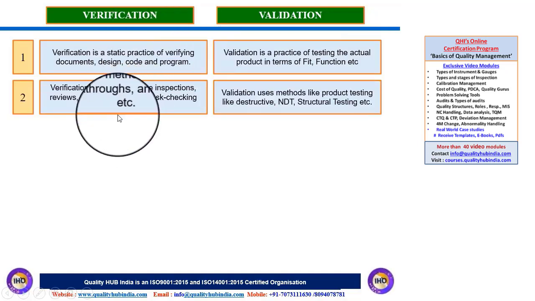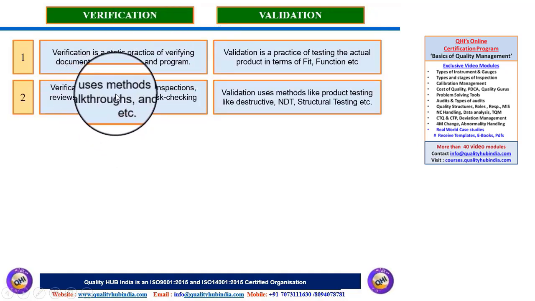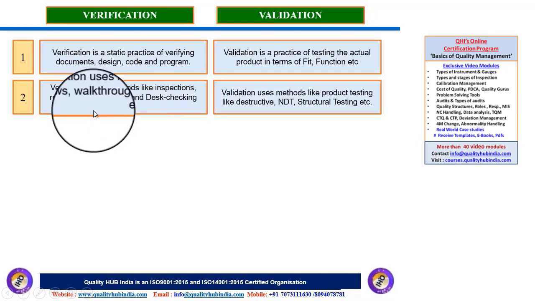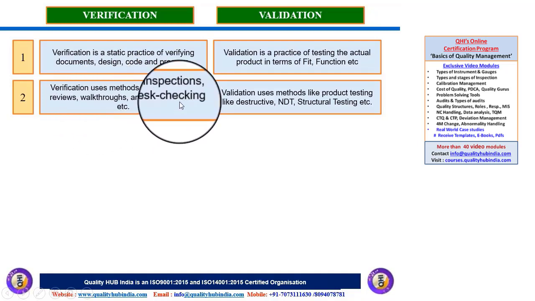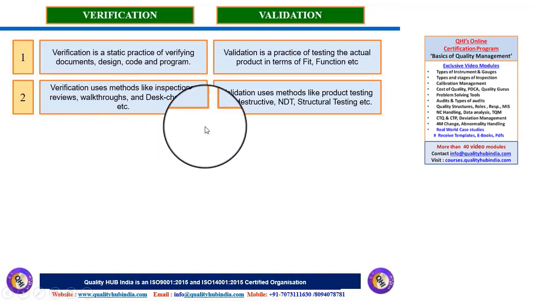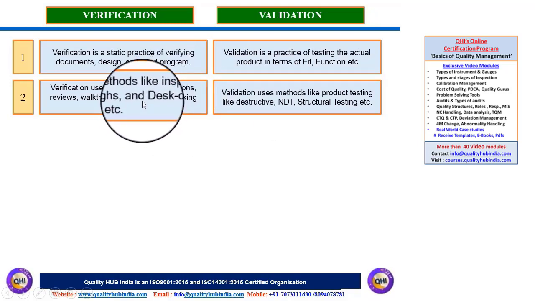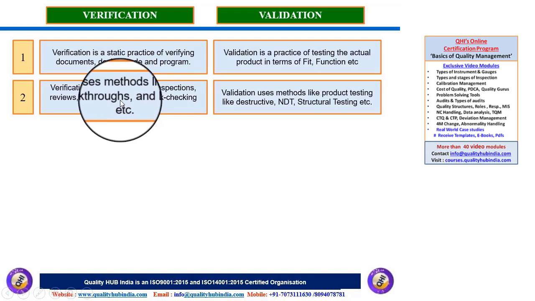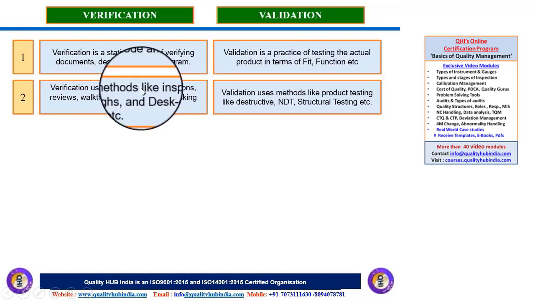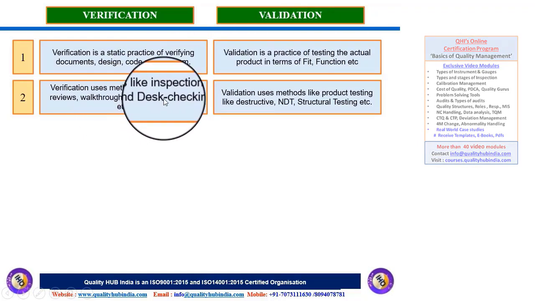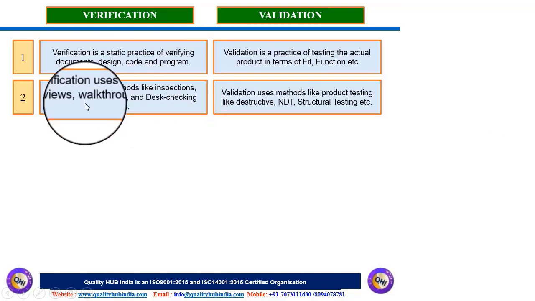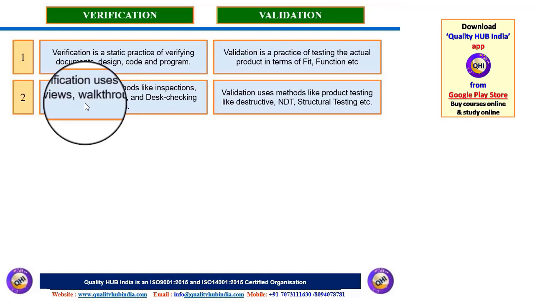And the second difference is that verification uses methods like inspection, reviews, walkthroughs and desk checking, etc. So here we are talking about methods of cross verifying how things are okay or not okay. So the methodology used over here would be either inspection or review. These are documentary activities, or with some instrument you check the dimensions. Okay, so that will be verification.